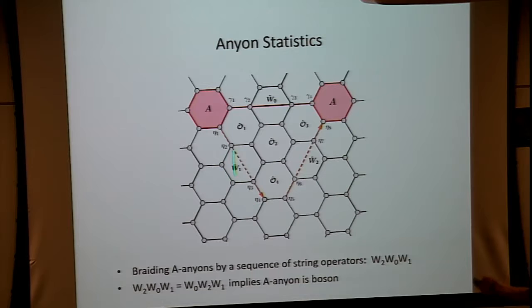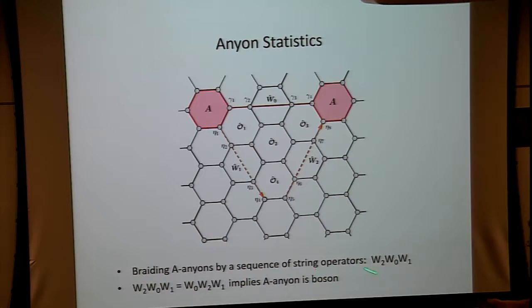Let me repeat this general idea of how to determine statistics. Suppose I have two hexagon excitations of the same type, A and A. We want to exchange these two excitations by moving the first excitation A from here to here, then the second excitation from here to here, and finally from here to here. So in this particular way, that moves first here, here, and here, right? This does an exchange process. The motion of each hexagon excitation is generated by a string operator, for example W1, followed by W0, then followed by W2. W1, W0, W2 does an exchange process.